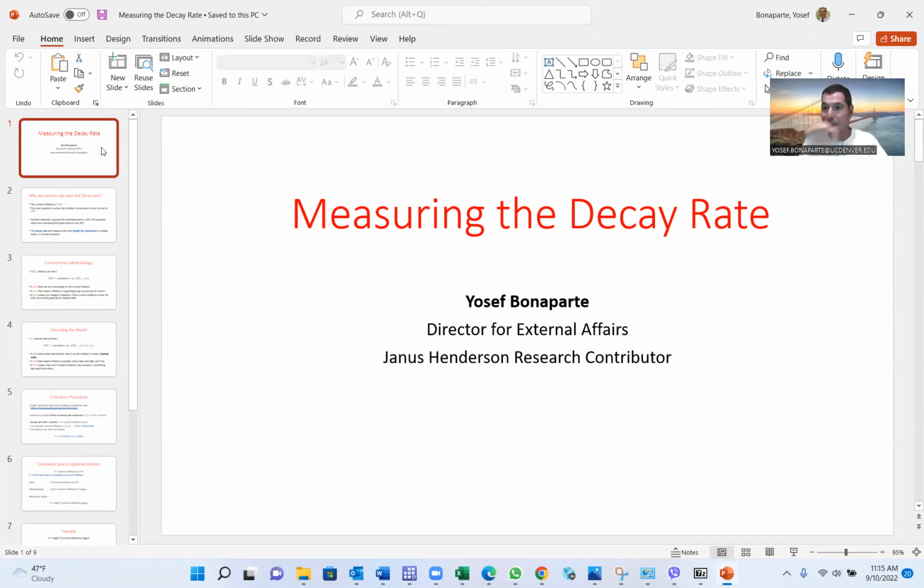This is a classic example for macrofinance, and I'm so happy that we started teaching this class in our curriculum and focusing on inflation. In the folder, you will see a slides file called measuring the decay rate. And what is measuring the decay rate?